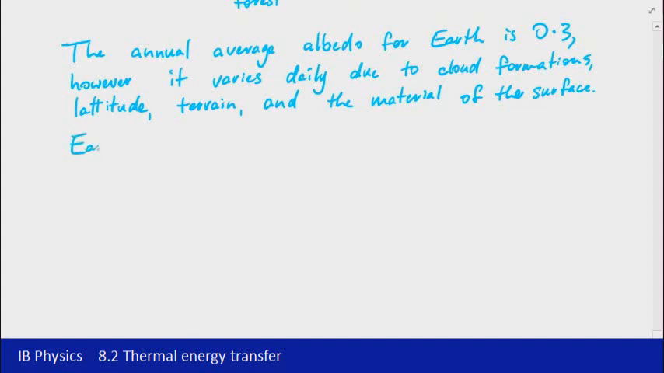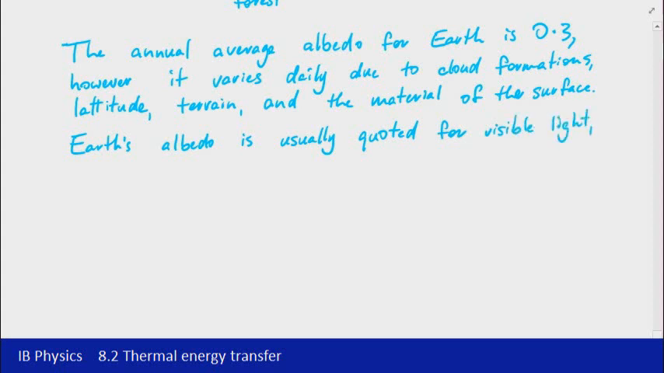One last point to make here as well, Earth's albedo is usually quoted with reference to visible light. So if there are any other albedos mentioned, it would usually indicate that it's not just for visible light, that it does incorporate other parts of the electromagnetic spectrum as well.